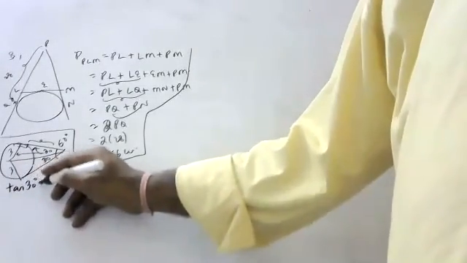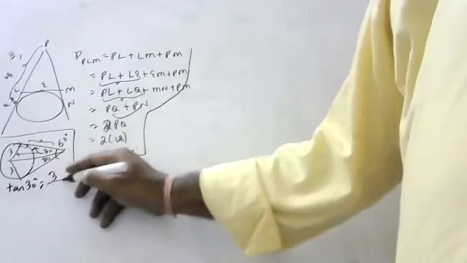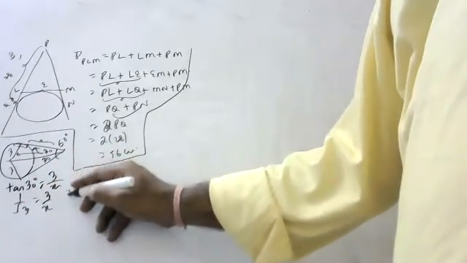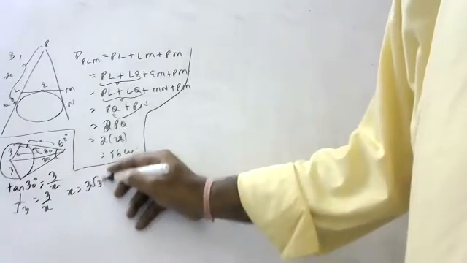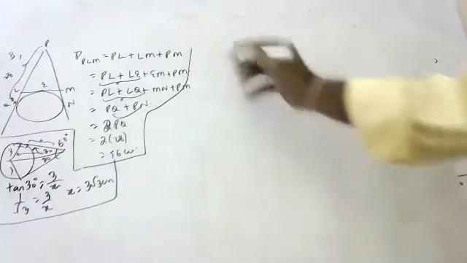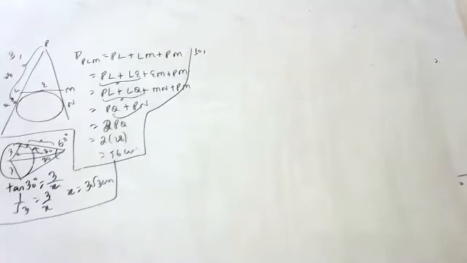Tan 30 is equal to 3 by x. Okay. Root 3 is equal to 3 by x. X is equal to 3 root 3. So 3 root 3 centimeters is the length of the tangent.